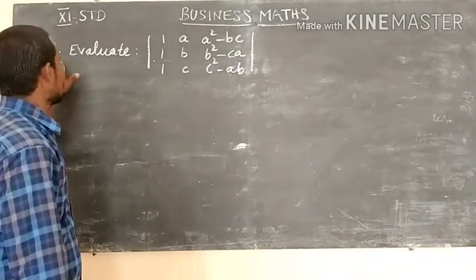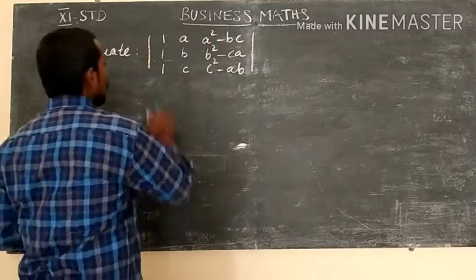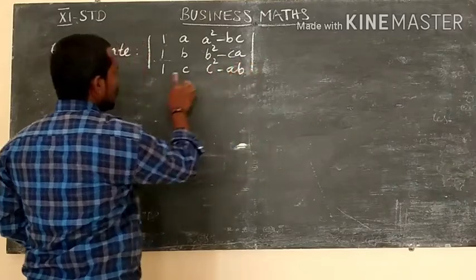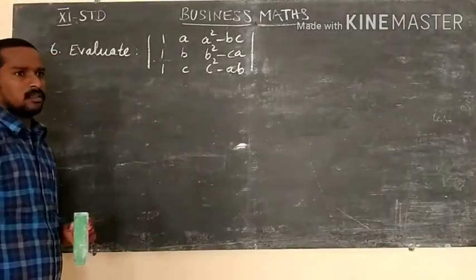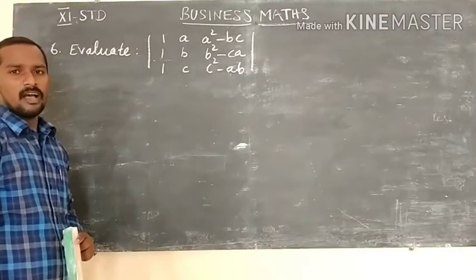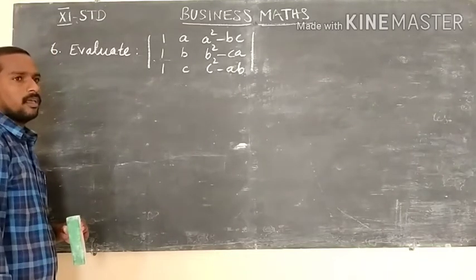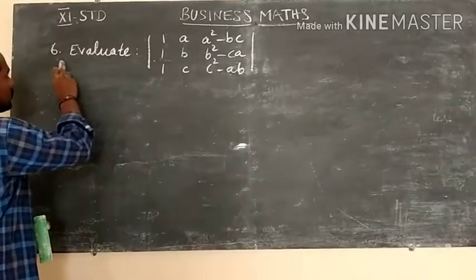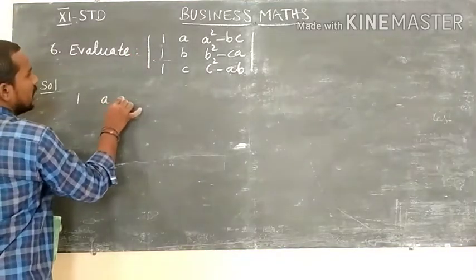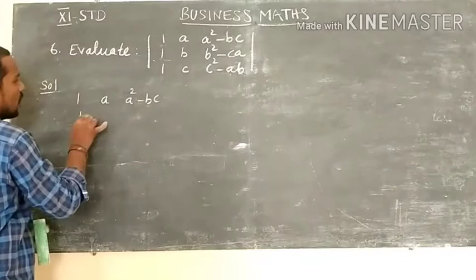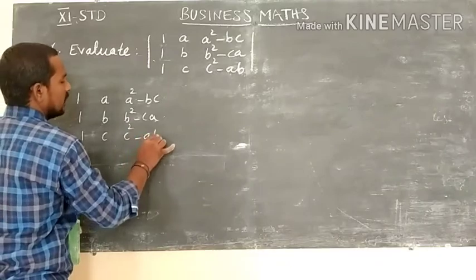Okay, dear student, next, the sixth question. Evaluate the determinant with rows 1, a squared minus bc; 1, b, b squared minus ca; 1, c, c squared minus ab. Before starting the sixth question, on page number 8 you have the properties of determinants. Carefully read all the properties, then do the sum. The sixth question, the solution.